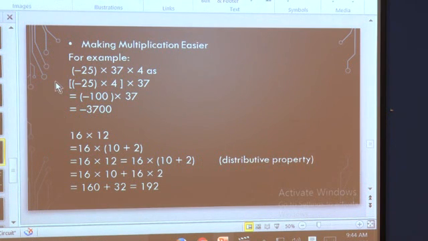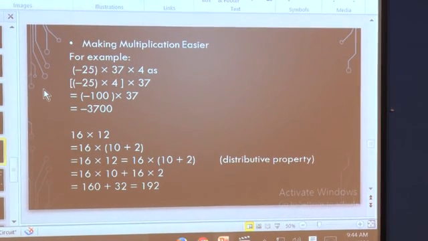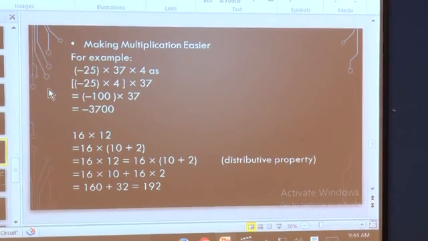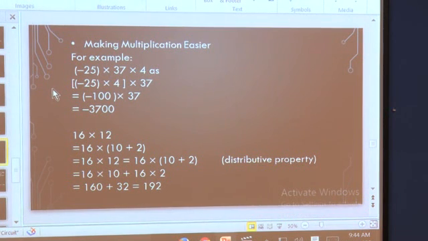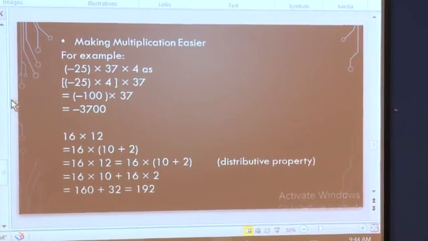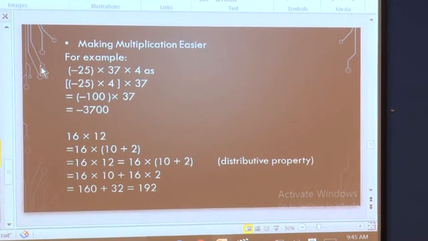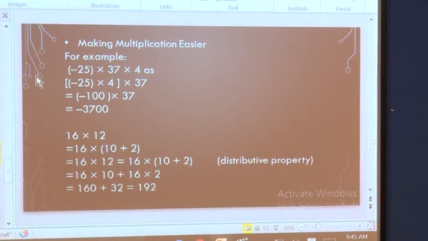Now, making multiplication easier. When we have a multiplication you find very hard, I will give a simple trick for how we can do the multiplication more easily with integers. You know, when we multiply with 0 we get 0. When we multiply with 100 or something, we can use the magic of 0 and get the answer very easily.